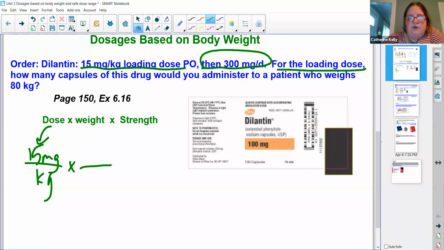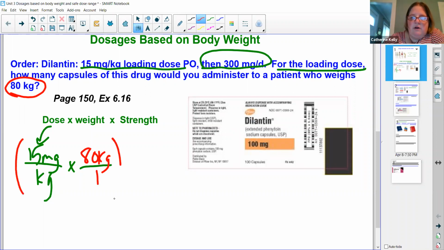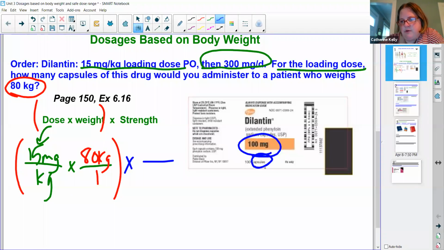But the dose also includes a kilogram in here. So we have to look to see how much the person weighs, and we're lucky because they gave the weight in kilograms, so times 80 kilograms. And we don't want to just do that separately and then multiply by the strength. We want to do everything together, because of rounding errors, and times your strength. Your strength says that it is 100 milligrams per capsule.